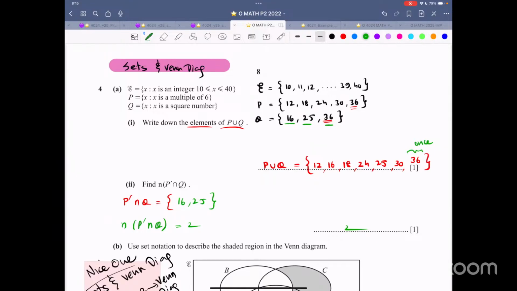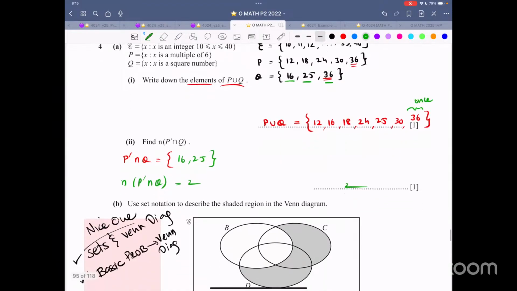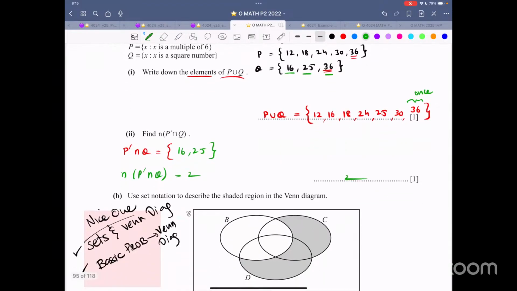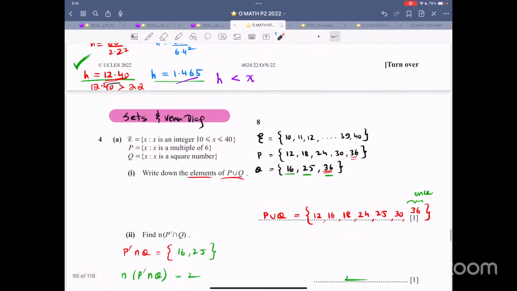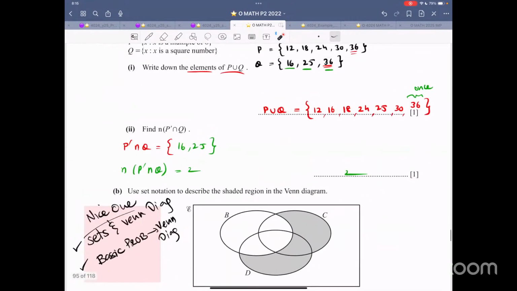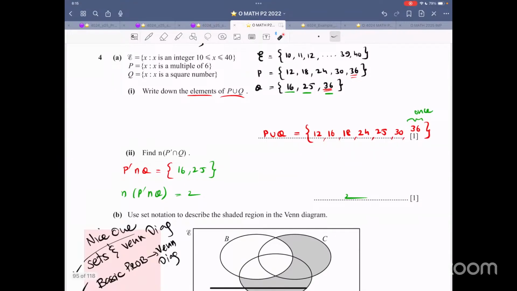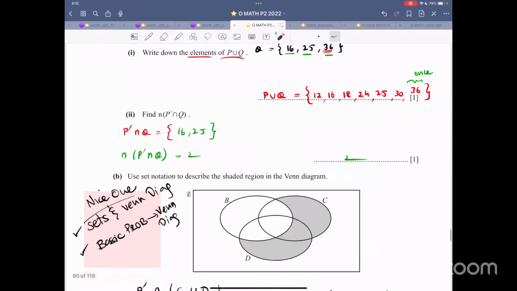Got it? Find the number of elements in P complement intersection Q. So P is this thing. P complement would be too many. How many would be intersecting with Q? So are all these 3 numbers in this range? Of course they are. So therefore, P complement: 16, 25, 36. This 36 is common, so this is out. How many are left? 16 and 25. So there are 2 of them. Since it's asking for the number, that is 2.